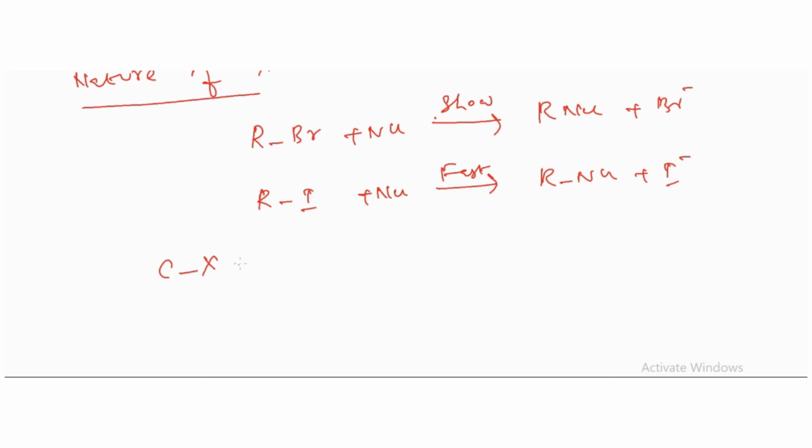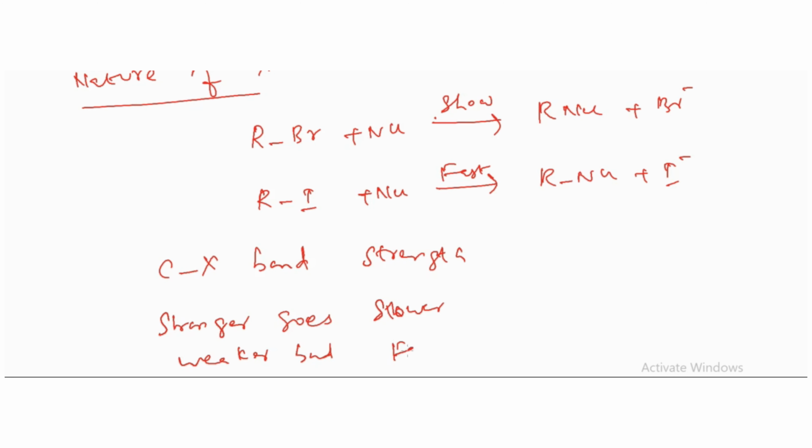That depends on the carbon-halogen bond strength. If the carbon-halogen bond is stronger, then the reaction will be slower. A stronger bond goes to slower reaction, and a weaker bond, faster reaction. Now, what decides stronger and weaker?